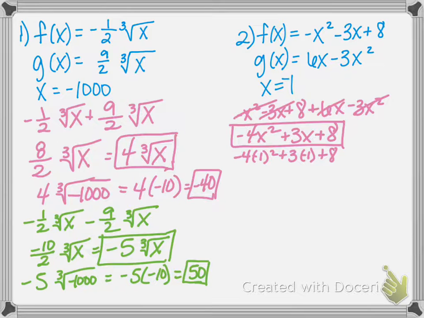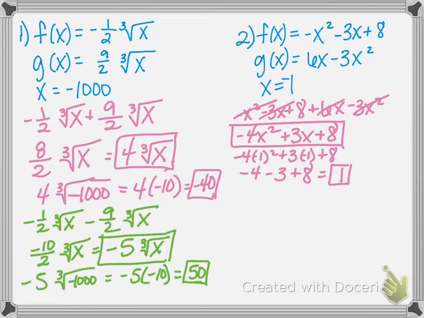So negative 1 squared is going to be positive 1. Positive 1 times negative 4 gives me a negative 4. The next piece is 3 times a negative 1, so that's negative 3. And then the plus 8 is just normal. And then I can type that into the calculator. I can figure out that's going to be negative 7 plus 8, or 1. And that's my answer.